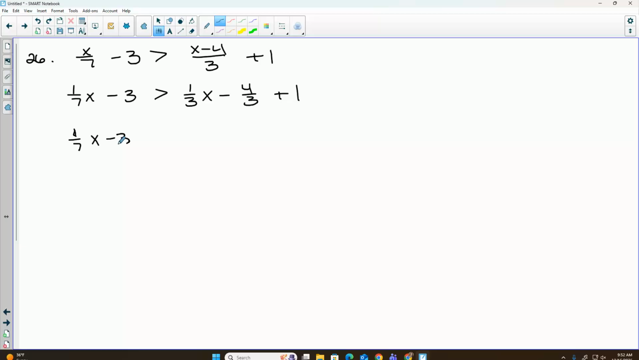It has some fractions, but that shouldn't scare you. You have a calculator. And we can combine these. Negative 4/3 plus 1 is negative 1/3. You need to get your x's on the same side, so I'm going to subtract over my 1/3 x. And I'm going to add over this 3. So 1/7 minus 1/3, what's that give you?